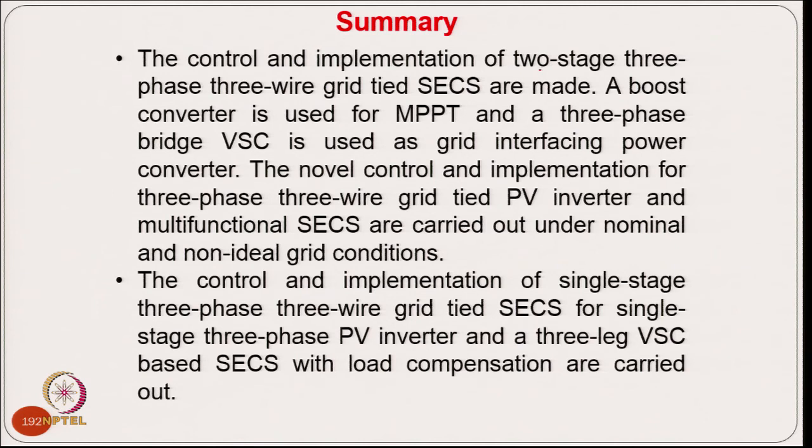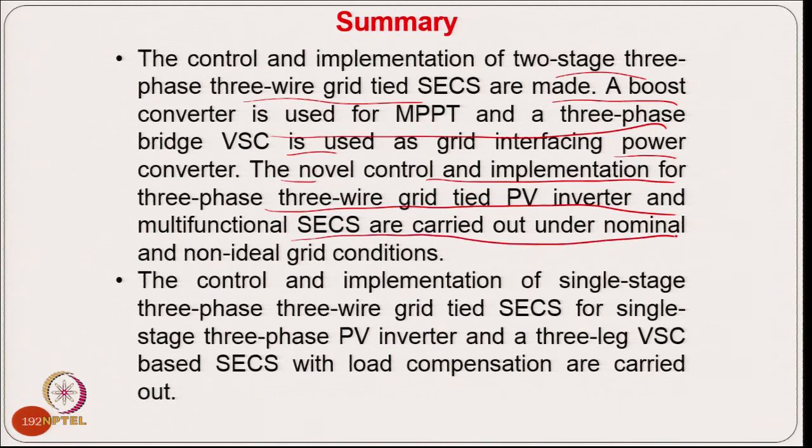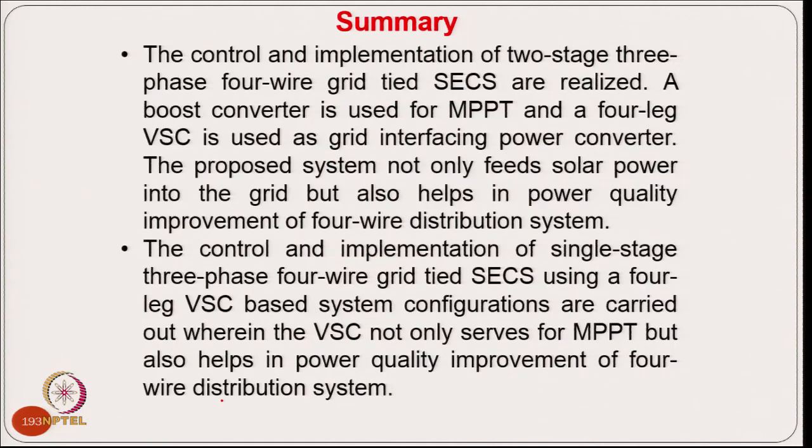The control and implementation of a 2-stage 3-phase grid tied system are made. The boost converter is used for MPPT, and a 3-phase voltage source converter is used as a grid interfacing power converter, and novel control and implementation of a 3-phase PV inverter and multifunctional solar system are carried out under nominal and non-ideal conditions, and control and implementation of a single stage 3-phase 3-leg voltage source converter with load compensation are carried out, and the control and implementation of a 2-stage 3-phase 4-wire grid tied system are realized.